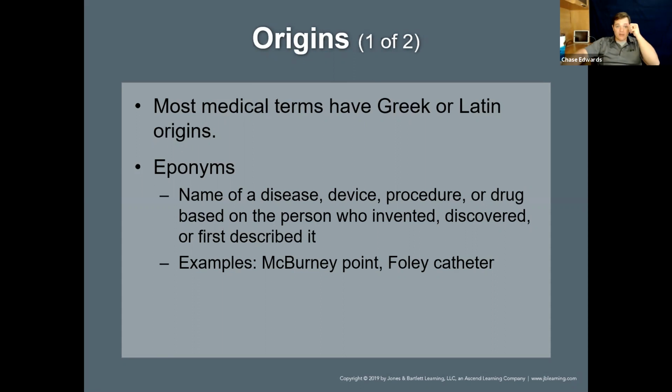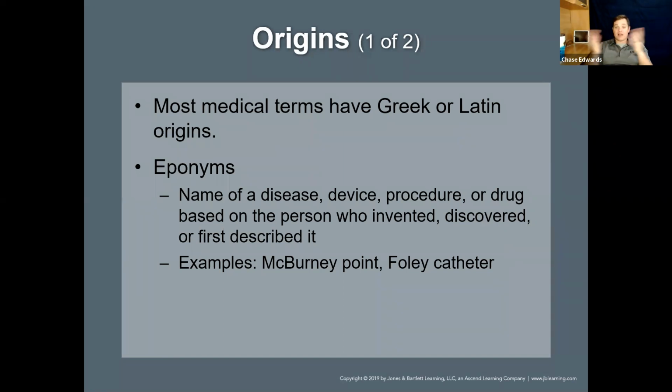All right, as we said before, most of your medical terms have Greek or Latin origins. Now, medical terms that refer to disease are derived from Greek terms. Words that refer to anatomic structures usually come from Latin words, right? And then you have what's called an eponym. An eponym is a name of a disease, a device or procedure, or a drug based on the person who invented or discovered it, or first described it. We'll see a lot of those.